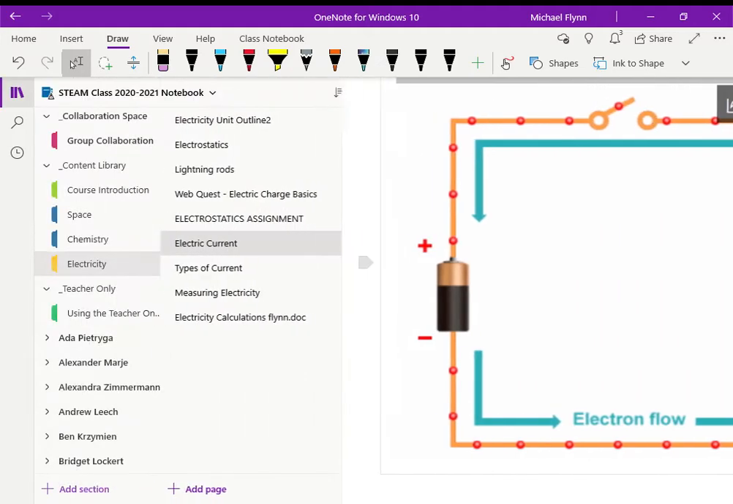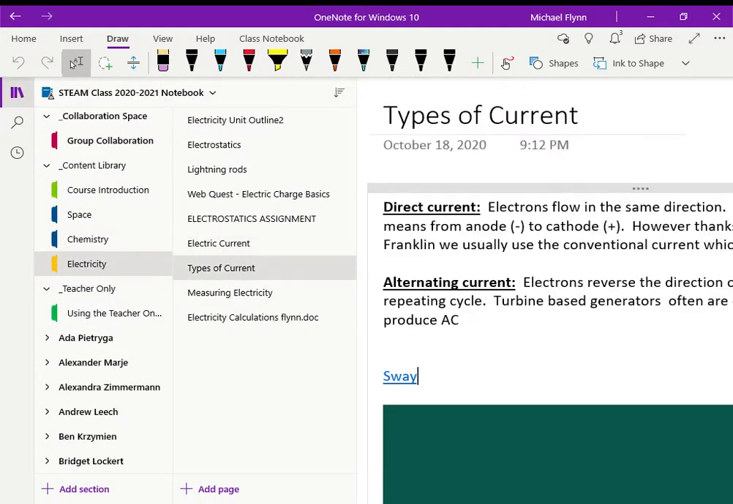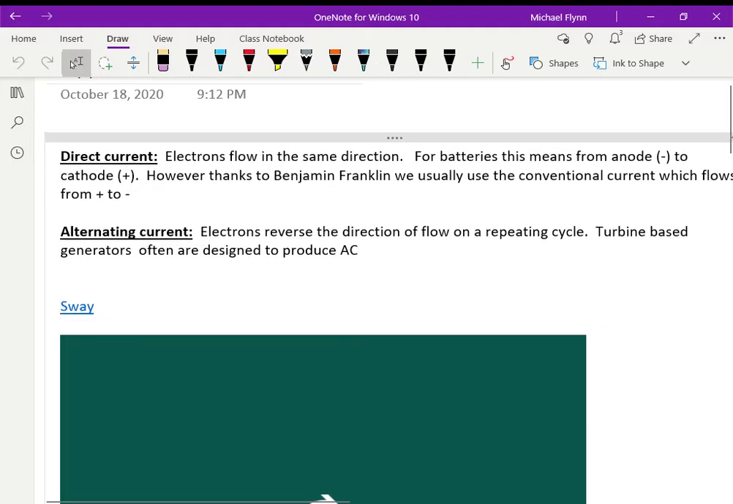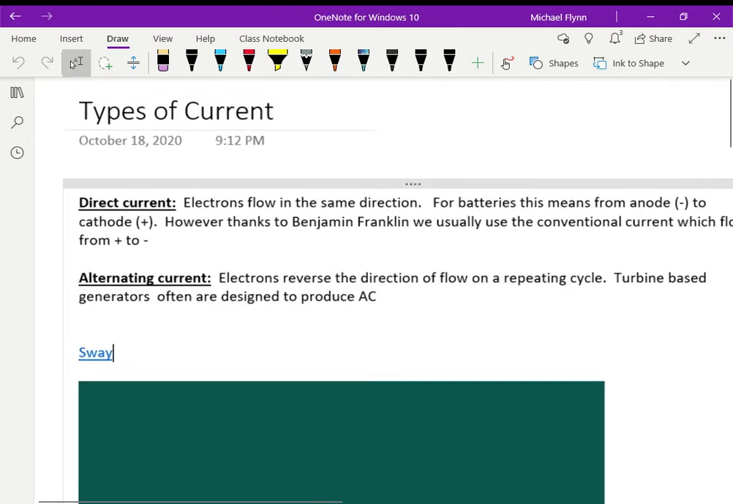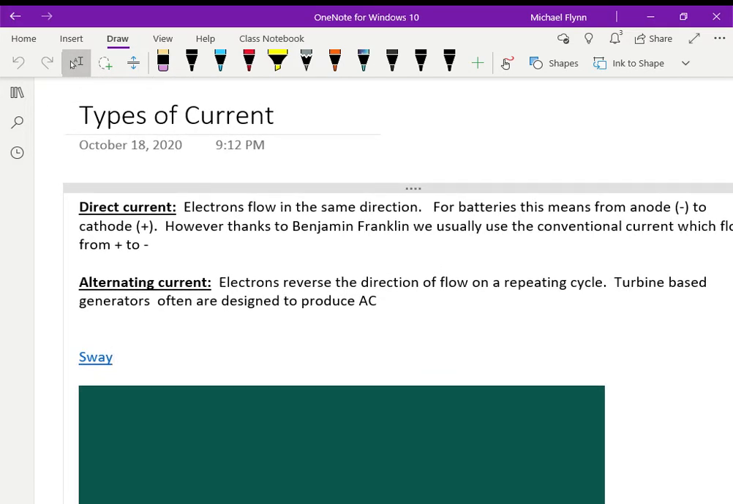All right, so did you know that the name of a famous band was named after the two kinds of electric current? And the band is, drum roll, AC/DC. AC stands for alternating current. DC stands for direct current. So let's talk about direct current first, since it's the same as the battery.